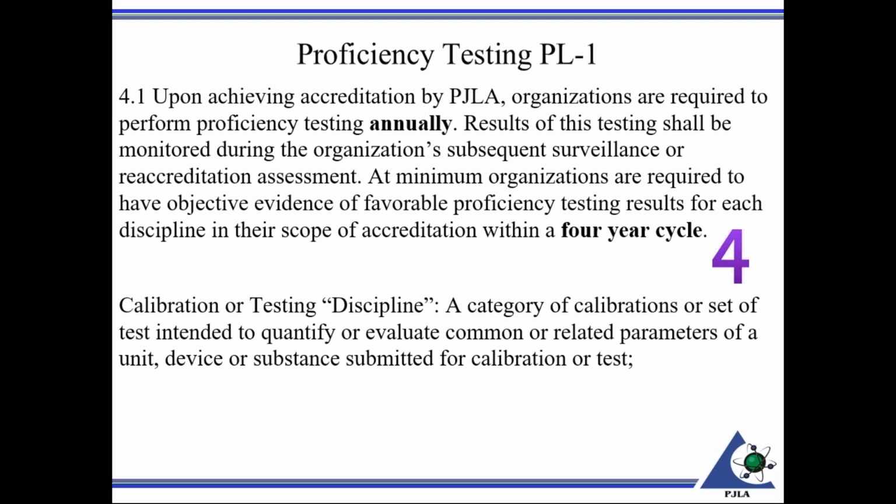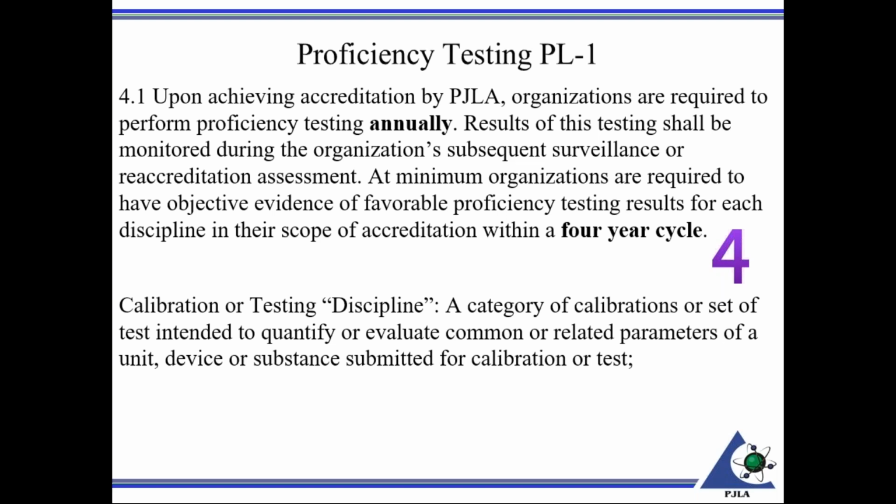So prior to accreditation, we're going to be looking for a proficiency test, and then with each reaccreditation or surveillance assessment, we're going to be looking for your annual proficiency testing as per this requirement. So we're mentioning a 4-year cycle, and we're talking about disciplines there. So what are we referring to?